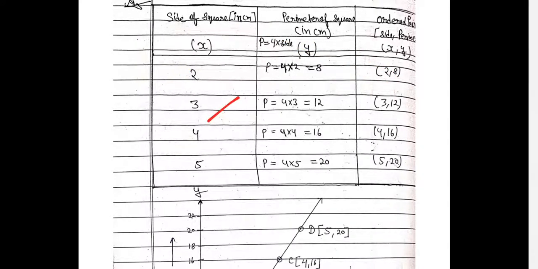Now when the side is 3, then what is the perimeter? 4 times 3 is 12, then it will become 3 comma 12. And when the side is 4, then the perimeter will become 16 by the formula, then the point will become 4 comma 16.